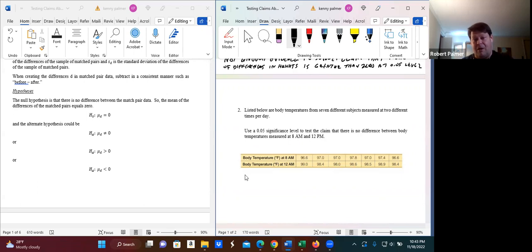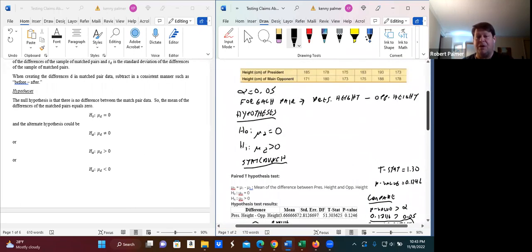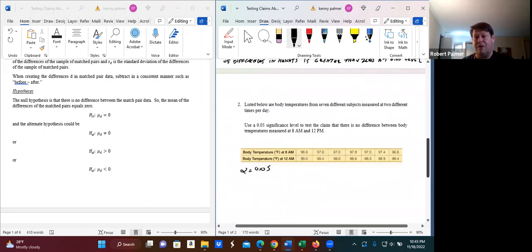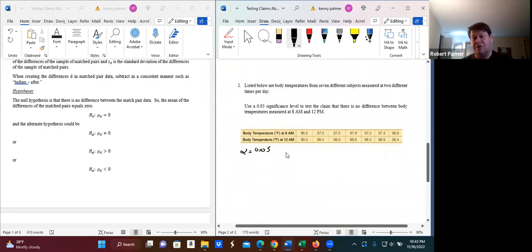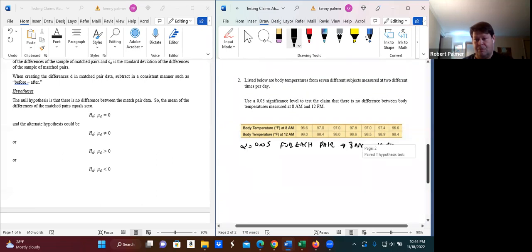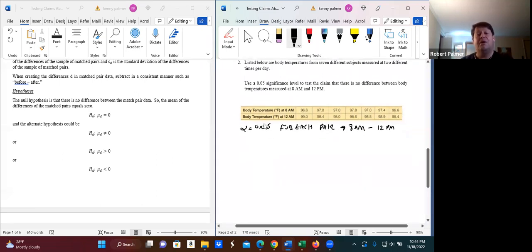Now, our alpha is 0.05, and we're going to do this, and it doesn't matter which way we do it, because the question here is, for each pair, is there a difference? We're not asking direction. So for each pair, we're going to do 8 a.m. minus 12 p.m. And once again, that's a choice. It doesn't really matter as long as you understand the direction you're using.